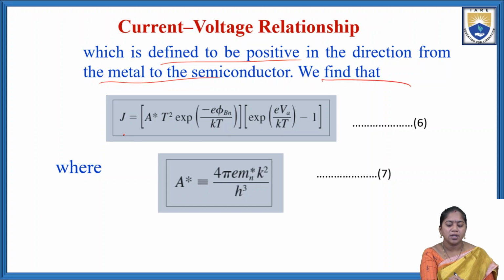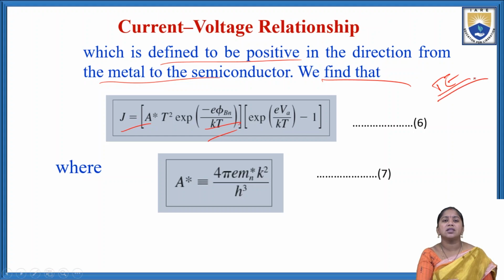We can find that J equal to A star T square exponential of minus e φBn by kT into exponential of e Va by kT minus 1, by assuming the thermionic emission theory. So this is the equation for current density by using the thermionic emission theory, where A star is the Richardson constant.